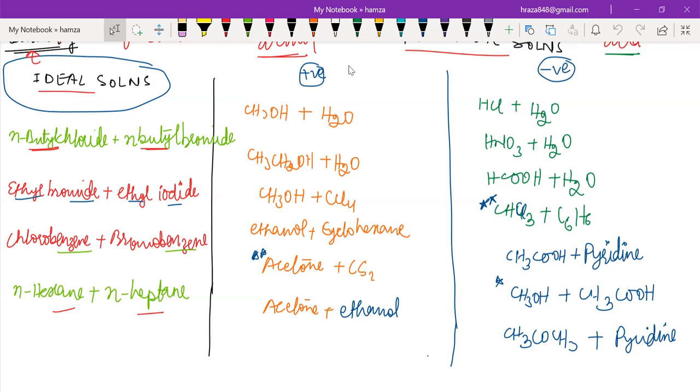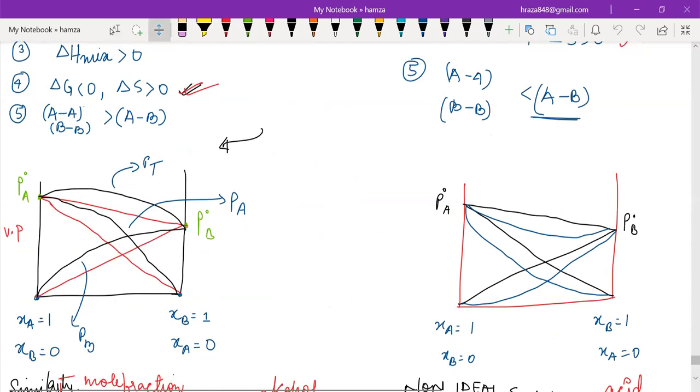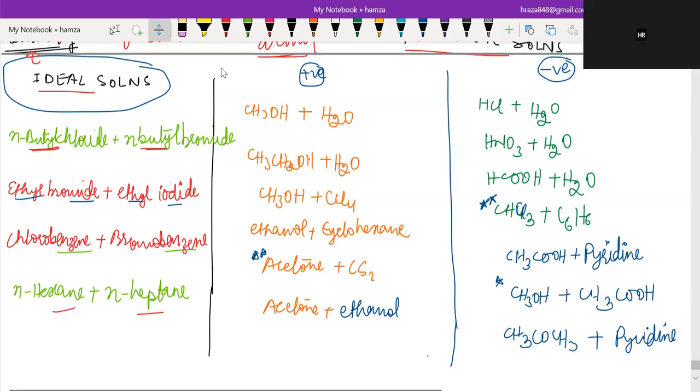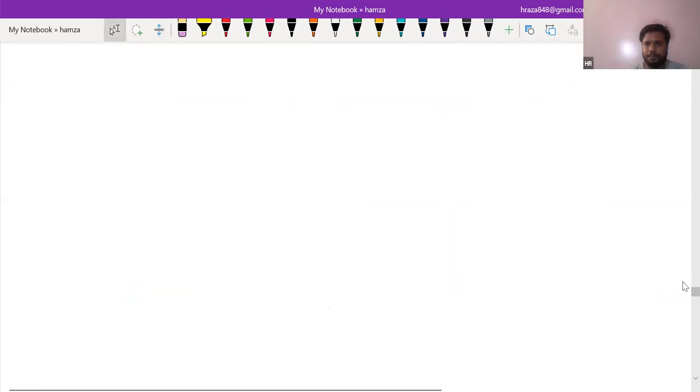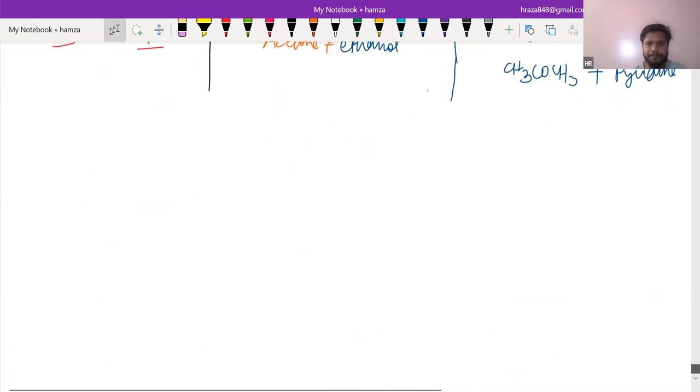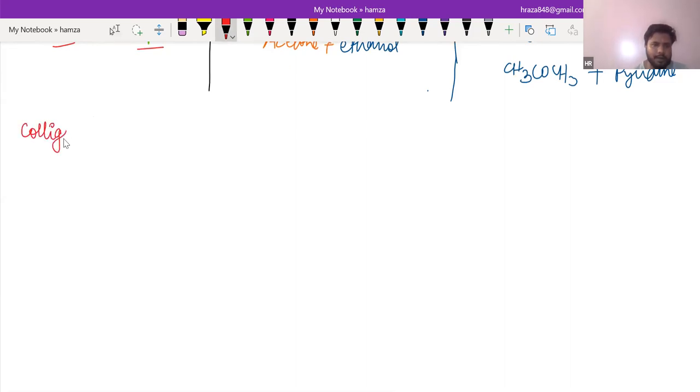Let's start with the ideal and non-ideal solution completed. Now I'm going to start a new topic, which is colligative property. So write a new topic, that is colligative property.